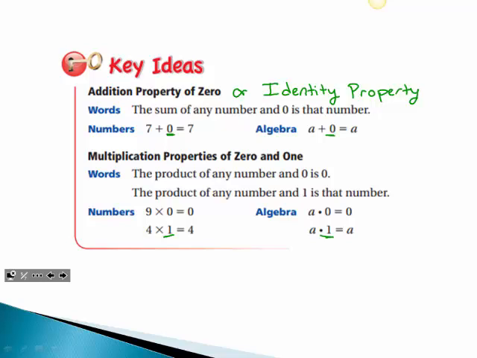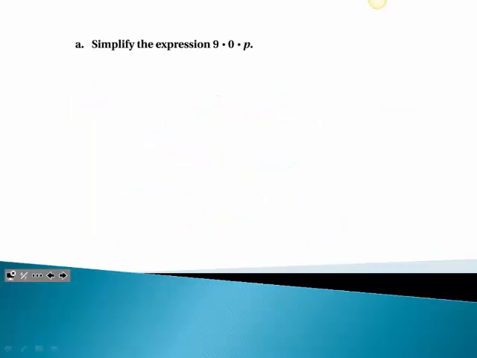4 times 1 is still 4. So that's also called the identity property. Another phrase for it is the multiplication property of 1. Now we also have what's called the multiplication property of 0, and that's when you multiply something by 0. And whenever that happens, you will always get the answer 0. Okay? Now, with numbers, we use numbers, but in algebra, notice we're adding in these letters again, because algebra uses letters. All right, let's try some examples.